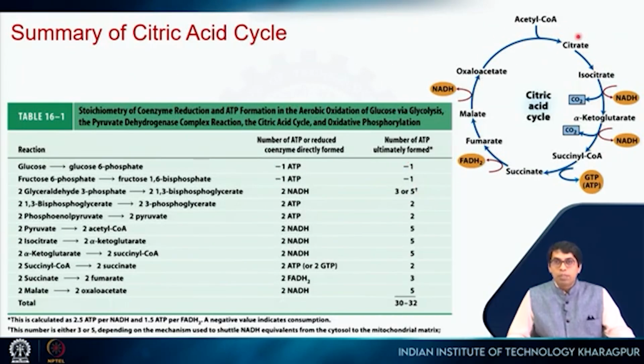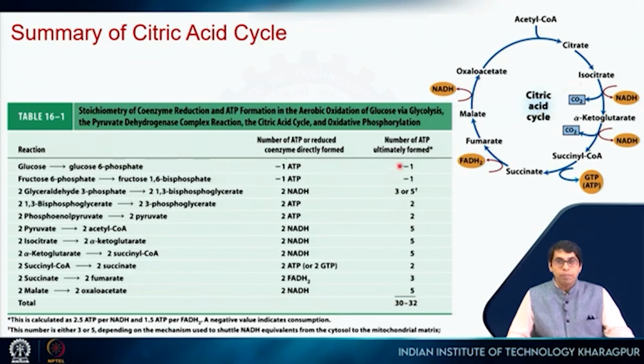So, this is a summary of the citric acid cycle, where you will see all the products that are formed. These are the oxidation steps, the 4 oxidation steps, and in this step ATP is synthesized, right. And this oxaloacetate, which is formed at the last step, will again go back into the cycle to start the next round of the citric acid cycle.